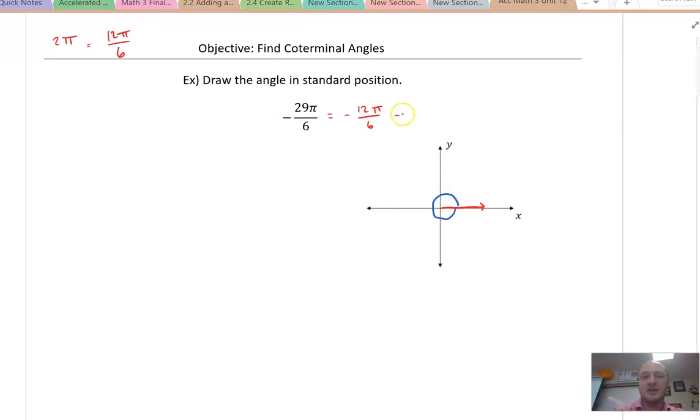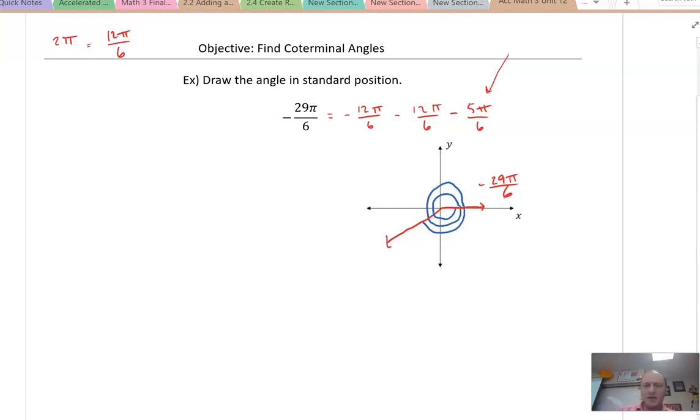All right, now I'm going to go ahead. I need to go another 12 pi over 6. Okay, that's 24, if you're adding the numerators, that's 24 pi over 6. So let me go ahead and go around. Woo, going around again. Okay, there's 24. I'm still not there. I need to go another 5 pi over 6. And notice, 5 pi over 6, that's just before right here. This would be 6 pi over 6, because that's pi. So I'm going to go back a pi sixth, which takes us to right there. Okay, and that is negative 29 pi over 6.